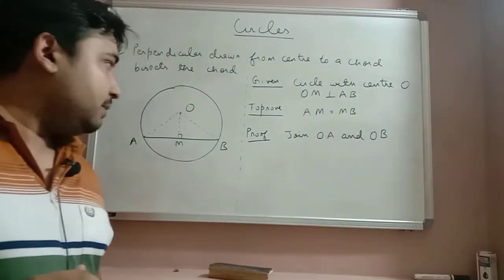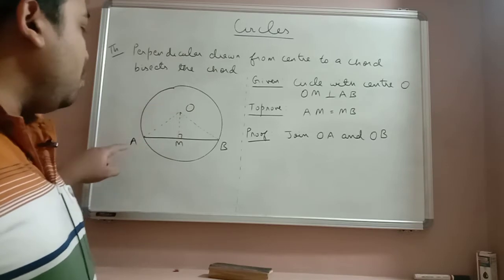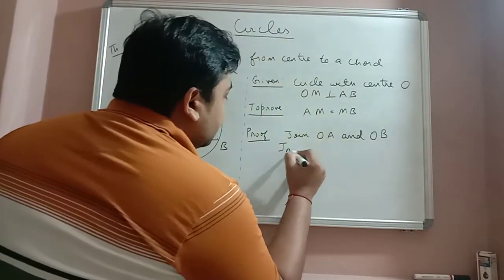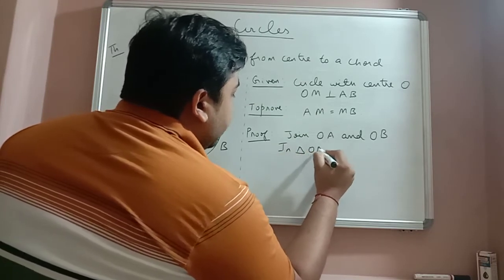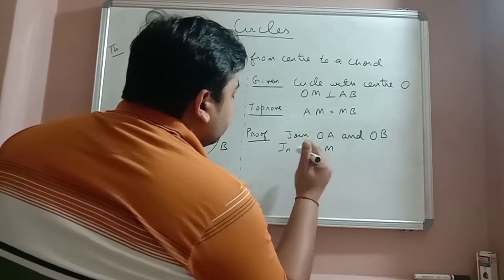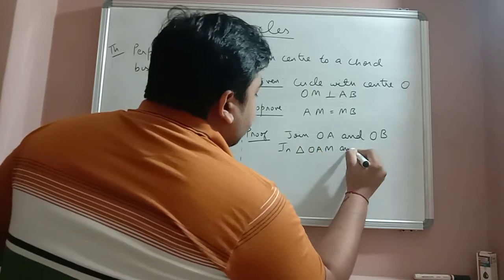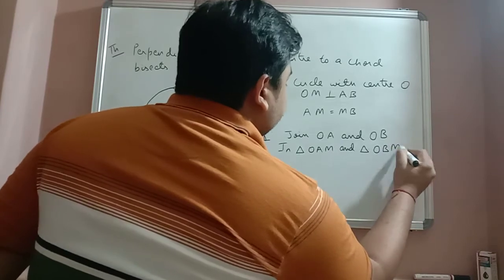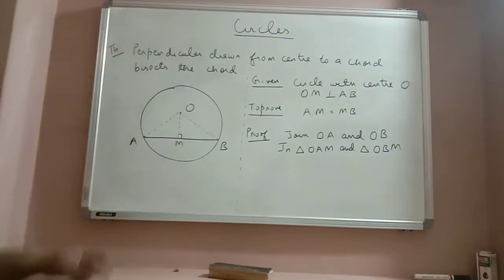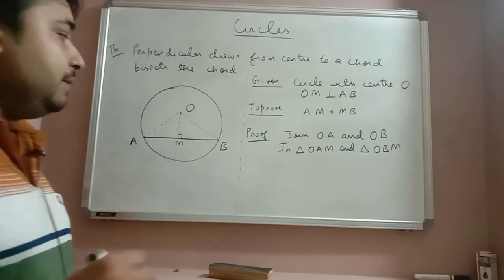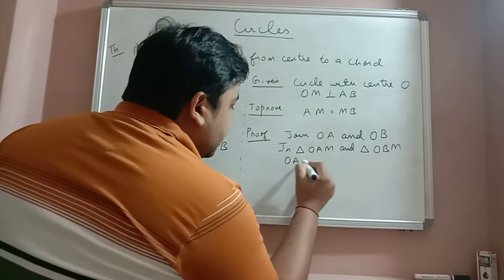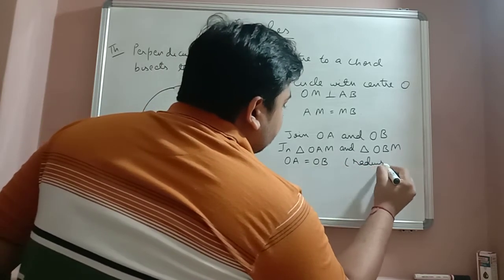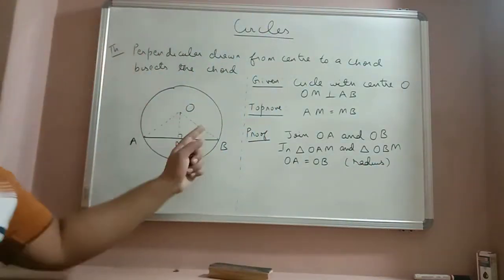Now let us consider these two triangles, triangle OAM and triangle OBM. So in triangle OAM and triangle OBM, we have OA equal to OB because it's the radius of the circle. So OA is equal to OB, which is the radius of the circle.